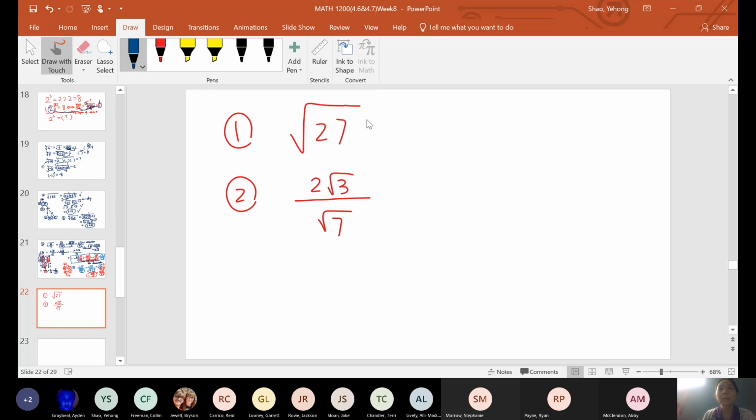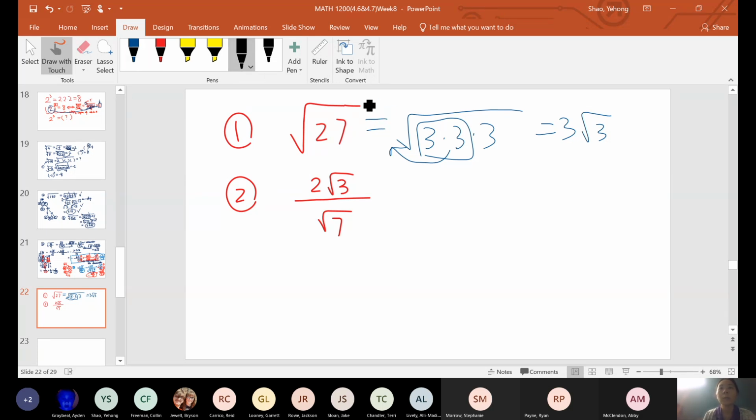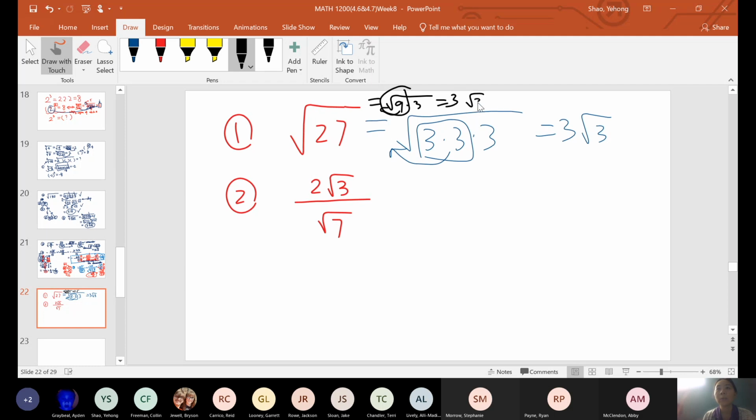For the first one, there are two ways. One way is to break all the way down and find 2 copies and take that out to get a 3. That's what I showed you. There is a quick way. If you see 9 is a perfect square, which is a factor of 27, you could just write it as 9 times 3 instead of 3 times 3 times 3, because square root of 9 is 3. The other single 3 will stay within the radical sign. That's maybe a little quicker in writing.